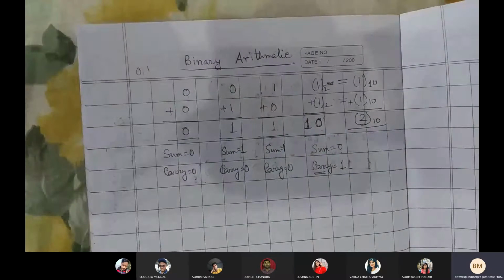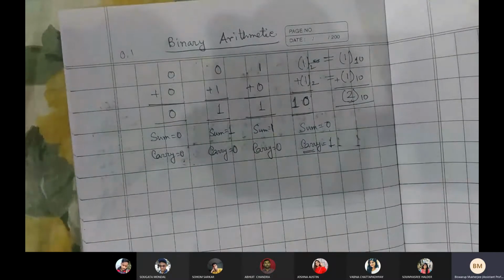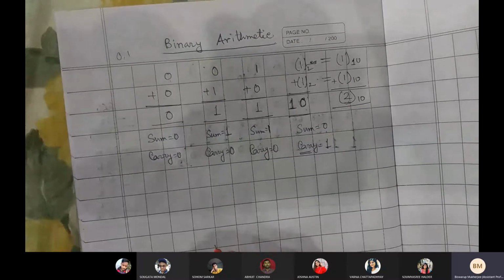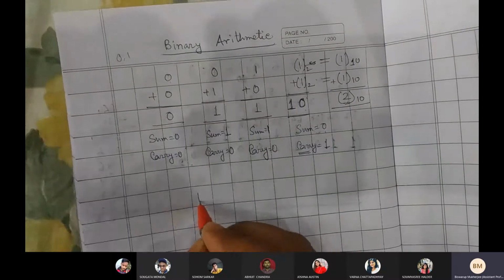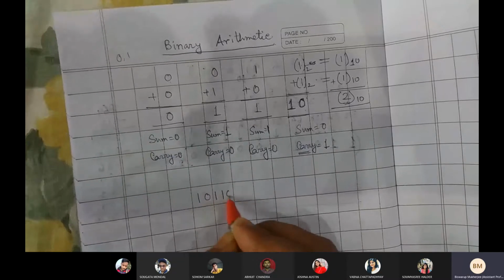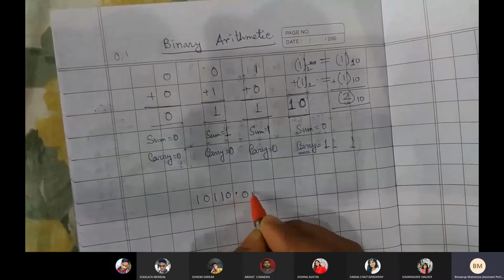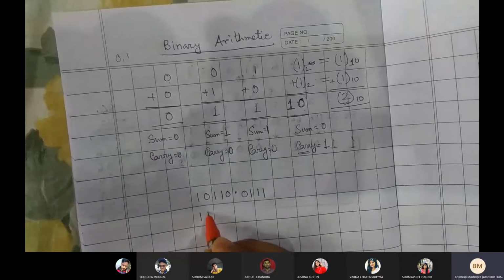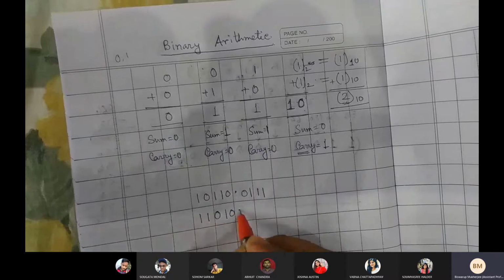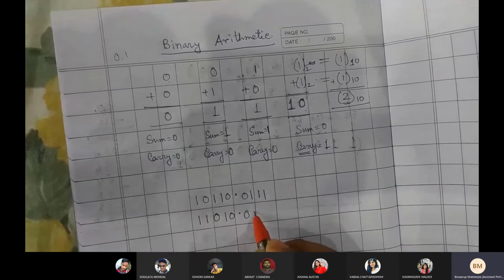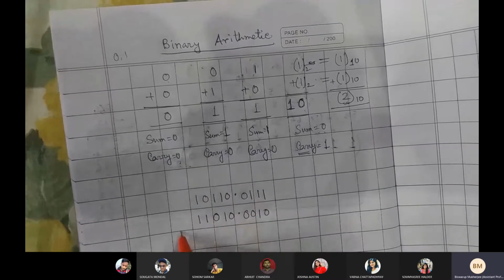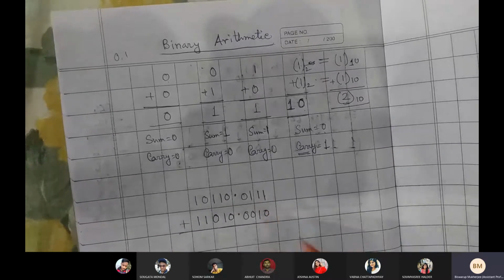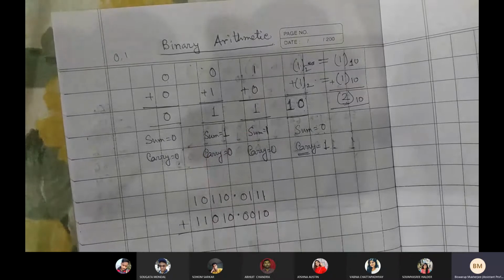Yes, sir. Fine. So now instead of 1 bit, if you have multiple bits, again you have to follow the same process. Suppose we have a number 10110.0111. Along with that, let's add 1110.0010, something like this. I am adding this directly. You have to keep in mind that these are the following cases.